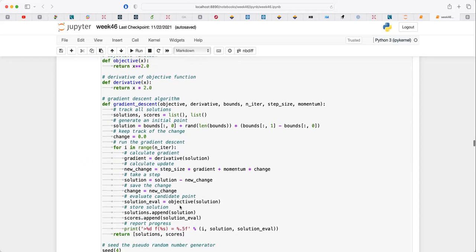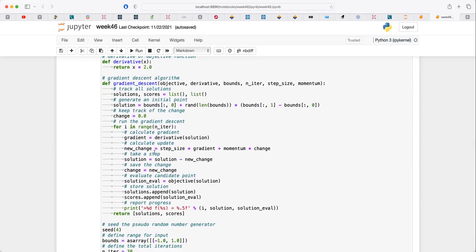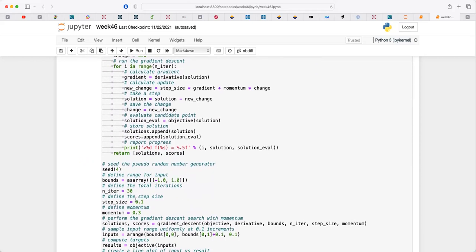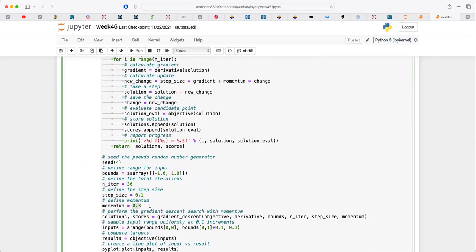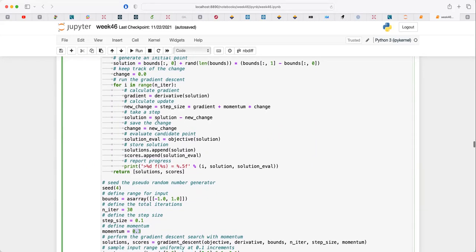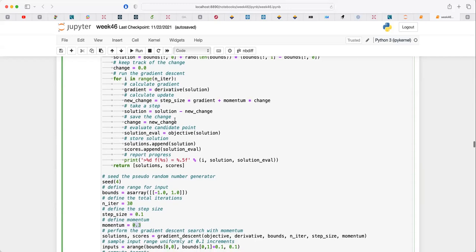Now I can speed it up with momentum. The only thing I need to do now is to define a new variable, which I have defined here to be 0.3. So I take my original step size, which is my learning rate, I have the gradient, and then I have momentum and multiply with the change. I start with putting the change to 0. So my new change is given by the step size times the gradient plus the momentum times this change. And then my solution is the solution minus this new change. And then the change is changed to the new value.